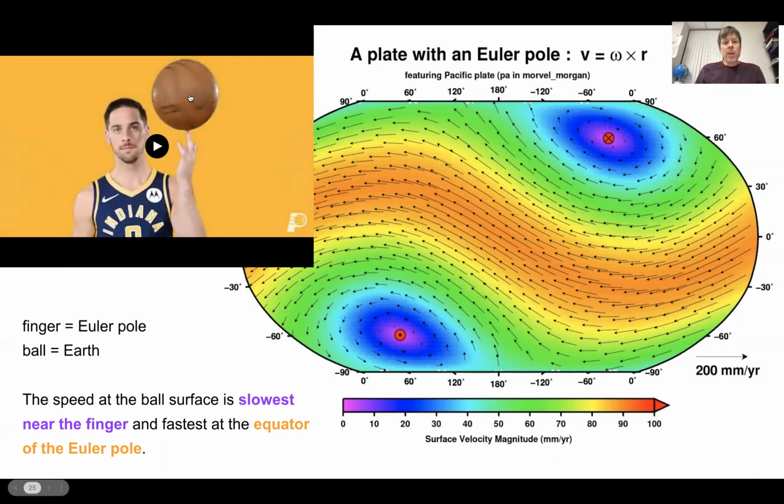If we think about the speed of this ball, or the surface of the ball, the speed is slowest near the finger and fastest at the equator of this ball, sort of as defined by this Euler Pole. And if we look at the colors here on the right, the purple speeds down near 0 are near the Euler Poles, and the fastest speeds are shown in orange, the kind of equator of this Euler Pole as defined.